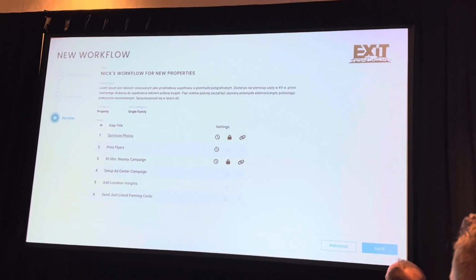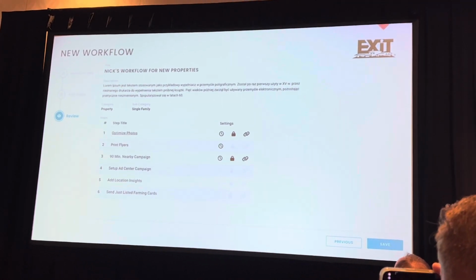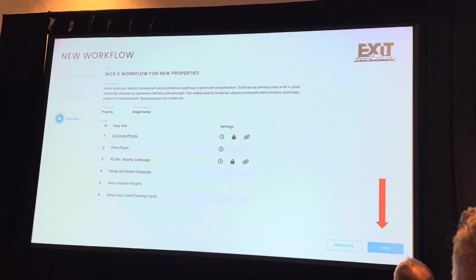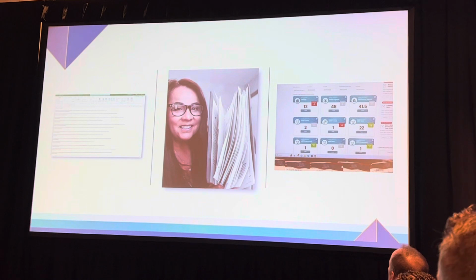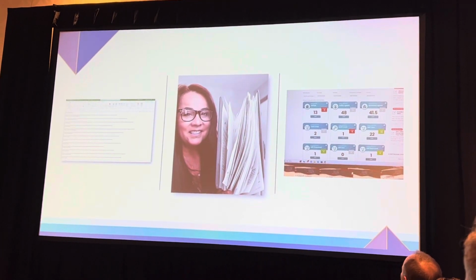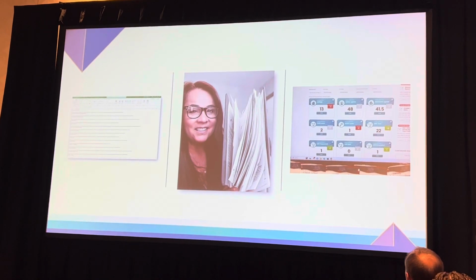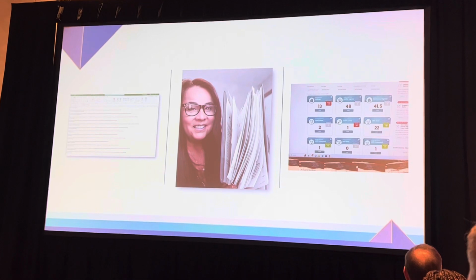Now, all you need to do at this point is just review and save what you've done. That's it. Say it again. Review and save. That's it. You're done. Now, you can do these 3 things, right? You have the Excel spreadsheet, the old binder, the sticky notes on your computer, but we're telling you that you don't have to anymore, okay?